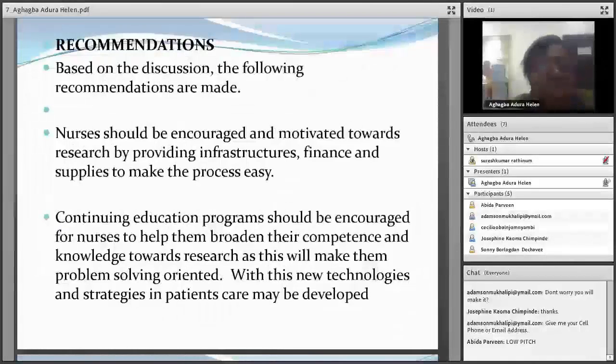Based on the discussion, the following recommendations are made. Nurses should be encouraged and motivated towards research by providing infrastructures, finance, and supplies to make the process easy. Continuing education programs should be encouraged for nurses to help them broaden their competence and knowledge towards research, as this will make them problem-solving.